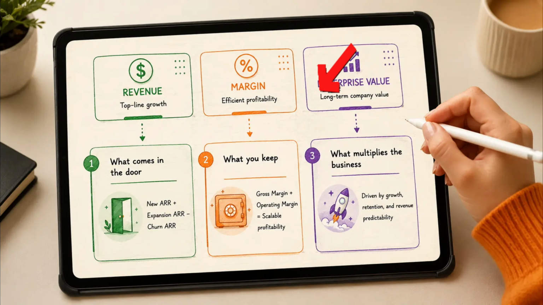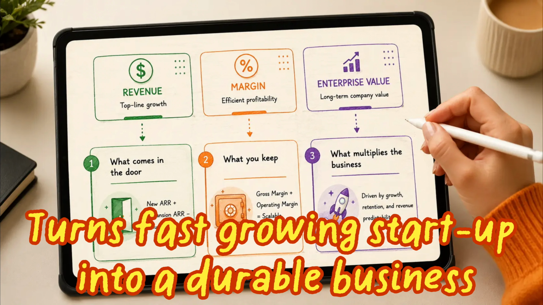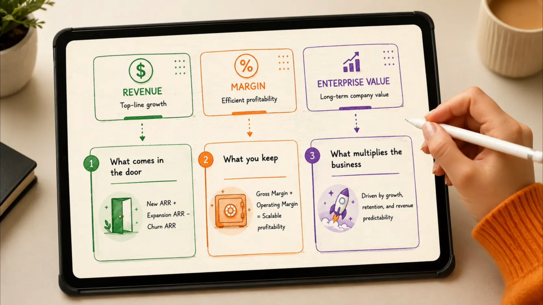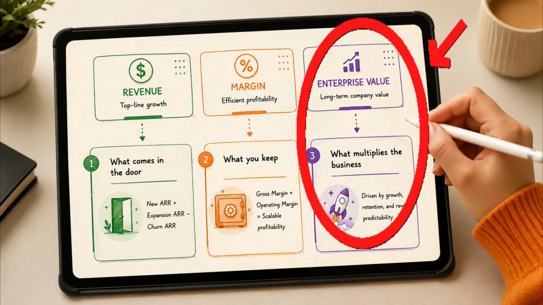Margin is what you keep. Gross margin tells you how scalable your product is. Operating margin tells you how disciplined the company is. Margin is what turns a fast growing startup into a durable business, and it's the metric that quietly kills companies if it is ignored. Enterprise value is the multiplier.